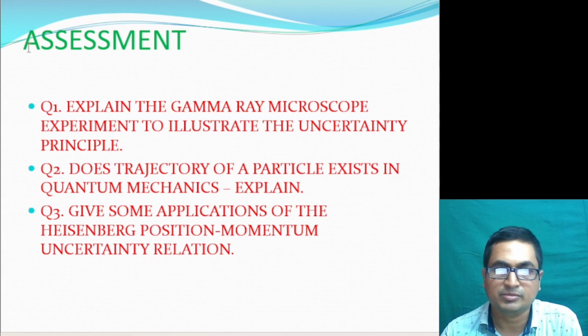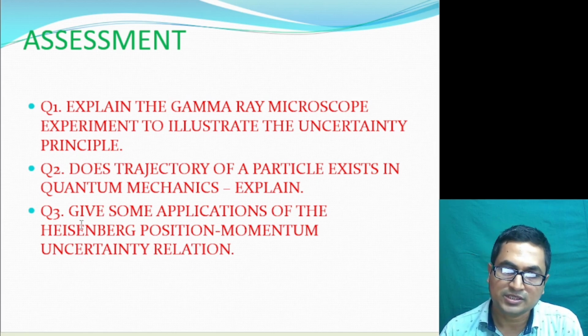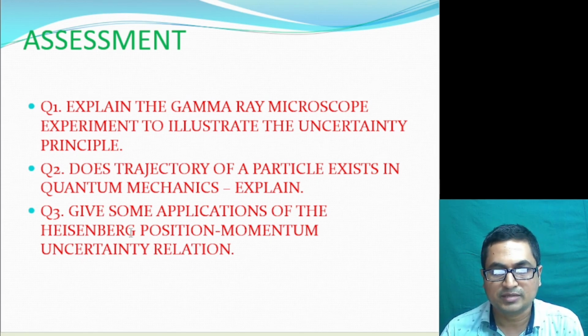There we are ultimately left with some assessment here. Explain the gamma ray microscope experiment, how the uncertainty principle can be proved, and whether a trajectory is possible for a quantum mechanical particle, unlike in the classical version, and then some applications of the Heisenberg uncertainty principle.